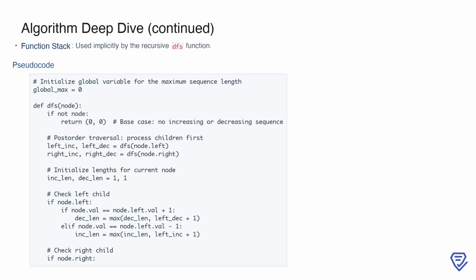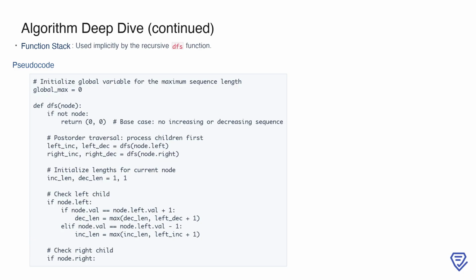during recursion. Now, let's look at the pseudocode to summarize the algorithm. We begin by initializing a global variable, global_max, to 0. This variable will store the length of the longest consecutive sequence found during the traversal. The DFS function starts with a base case. If the current node is null, it returns 0, 0, since there are no sequences.